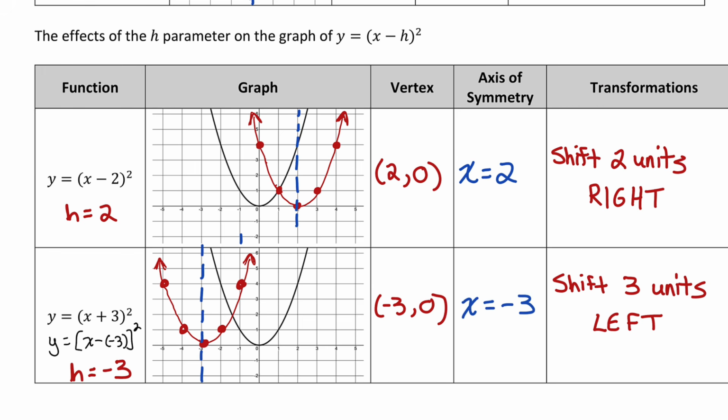Hopefully you're seeing the connection that the equation of the axis of symmetry is always x equals the x-coordinate of the vertex, and that's because the axis of symmetry is a vertical line that goes through the vertex.